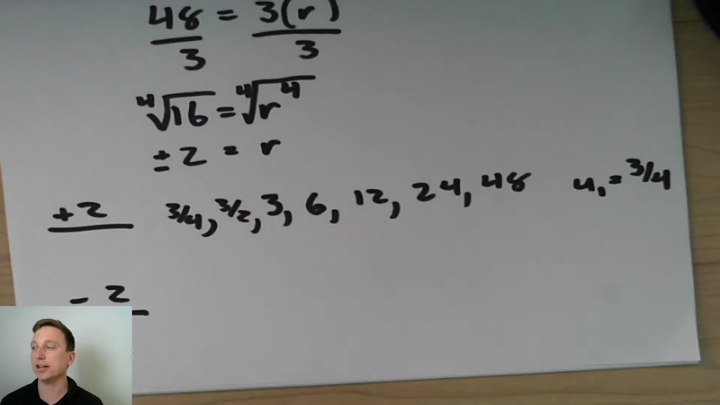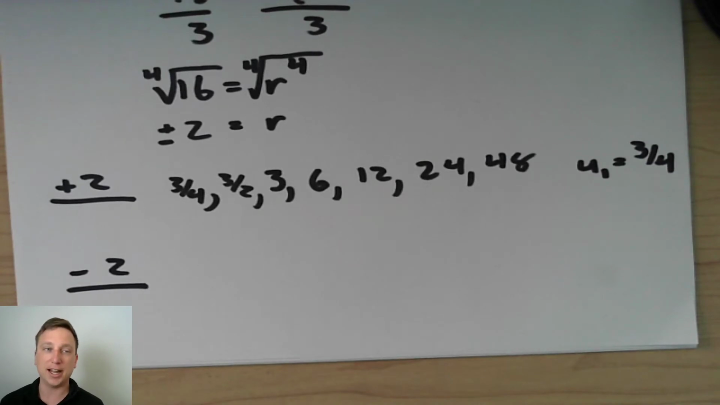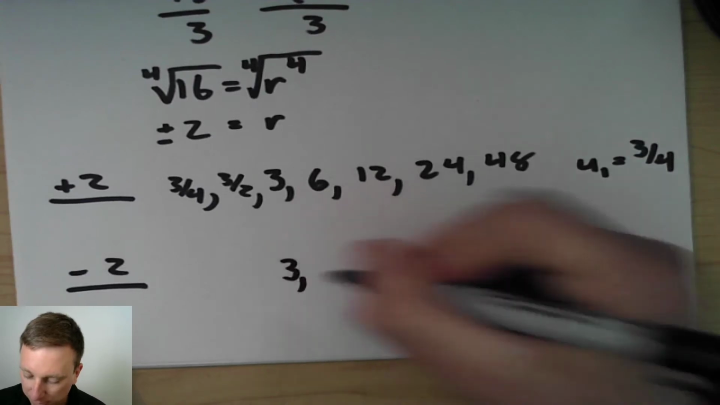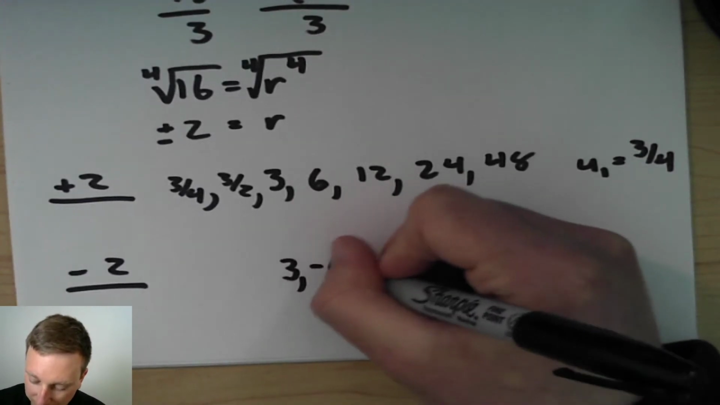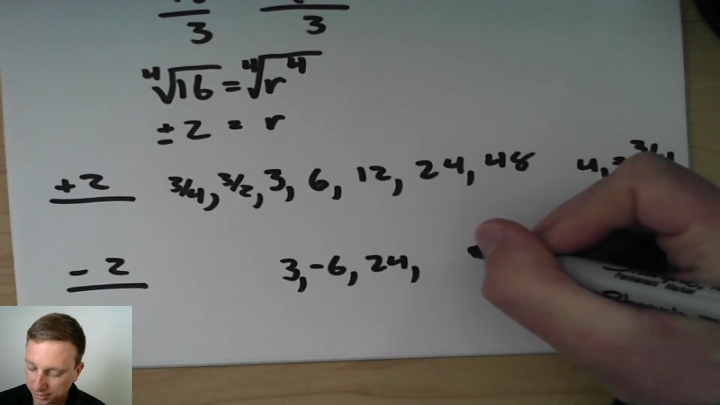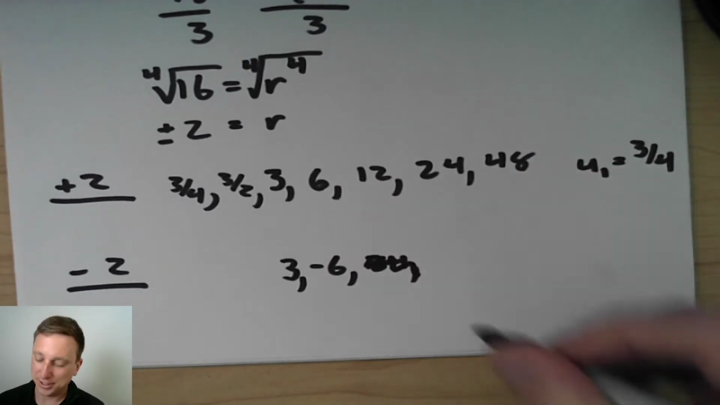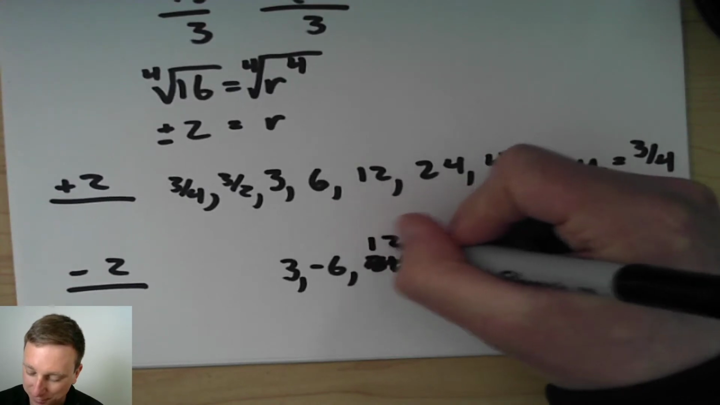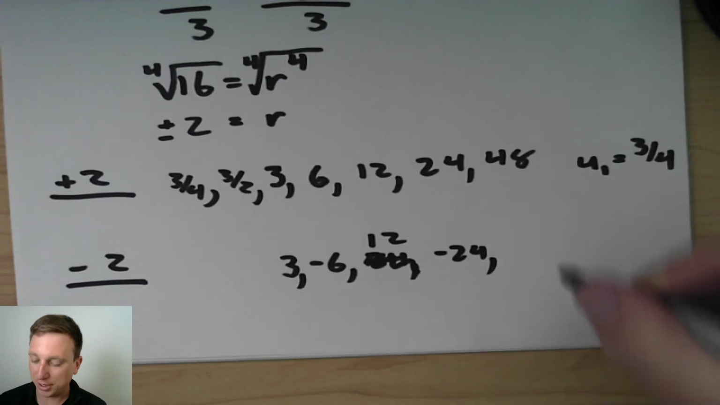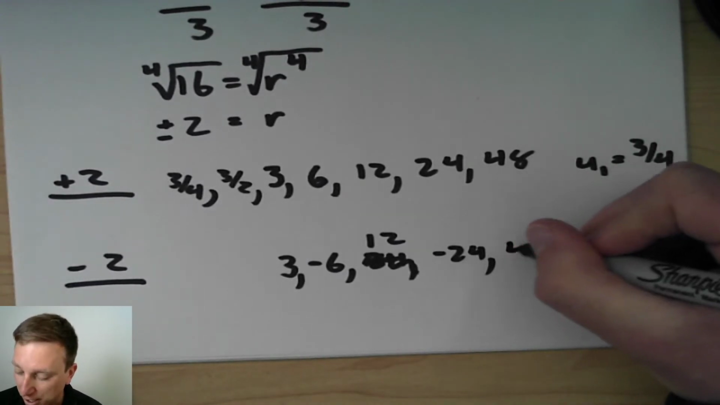This is called an alternator when we start multiplying by a negative number over and over and over again. So if I start at 3 again, I multiply by negative 2 now, I get negative 6. I multiply by negative 2, positive 12. Now multiplied by negative 2, that would be negative 24. Multiplied by negative 2, that would be positive 48.